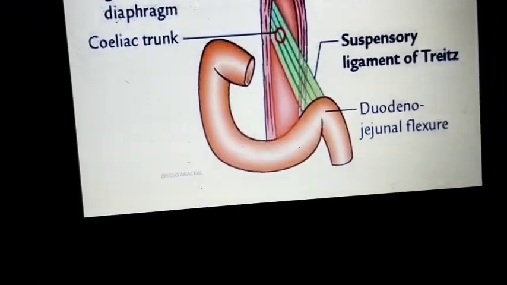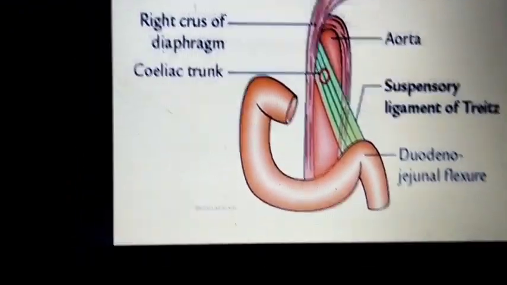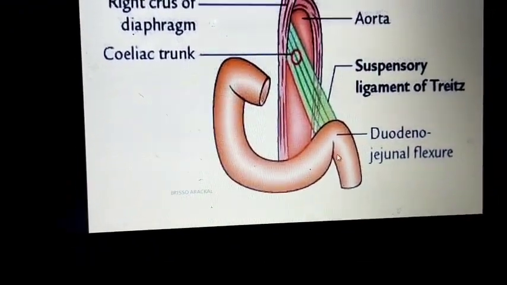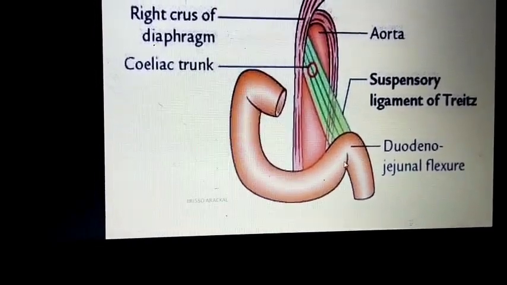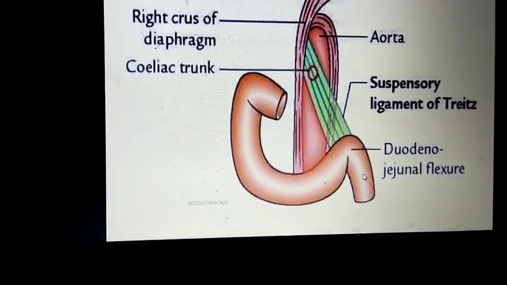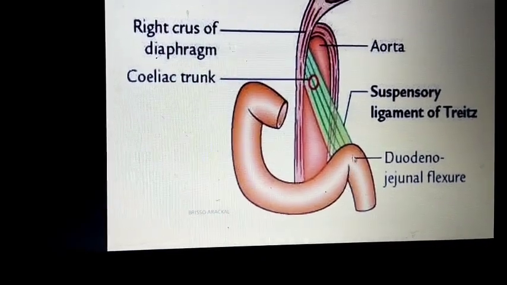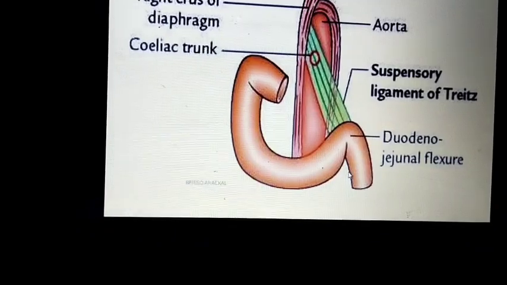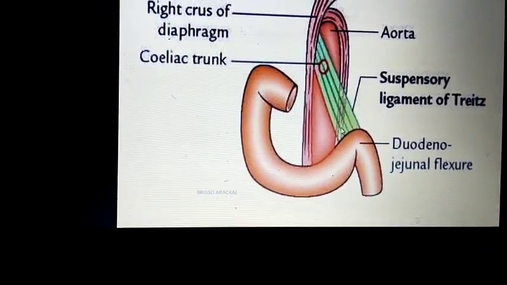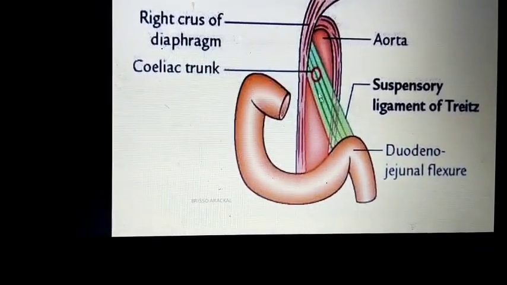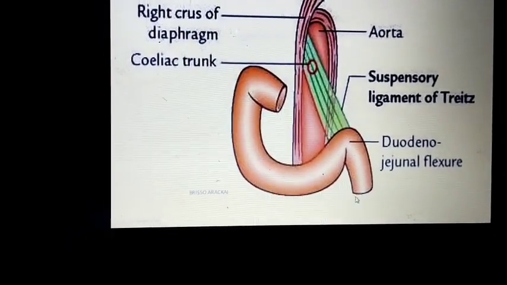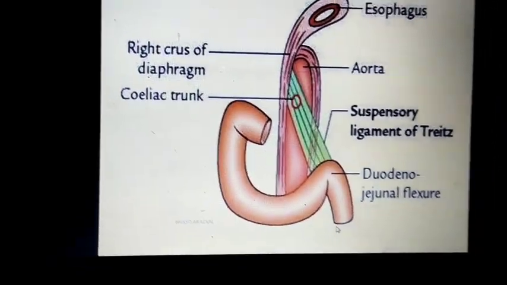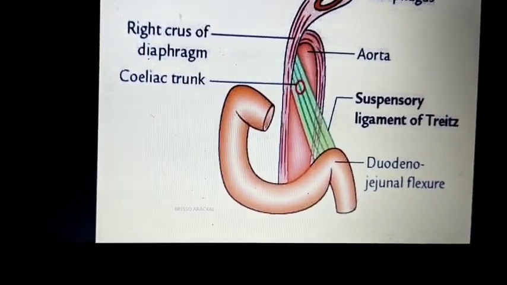Applied anatomy: if this muscle contracts, there is an increase in the angle of the duodenojejunal flexure. Because of that, obstruction of the intestine happens. Further contraction of this suspensory ligament of Treitz causes partial obstruction of the small intestine or gut.